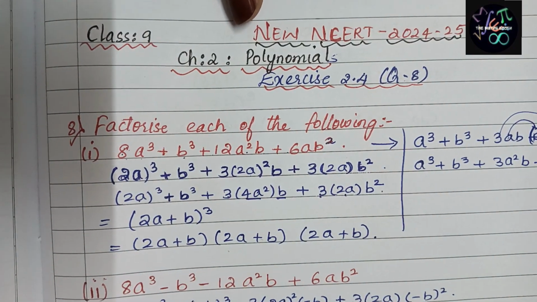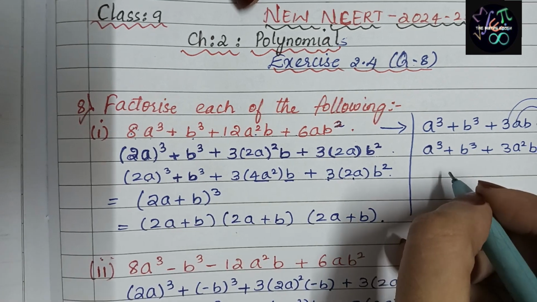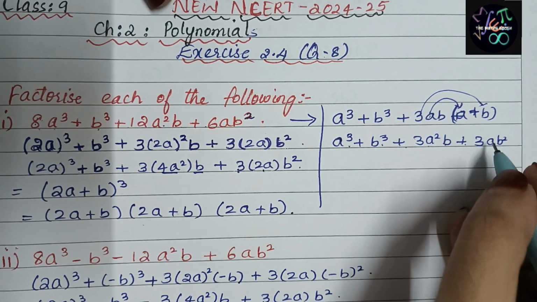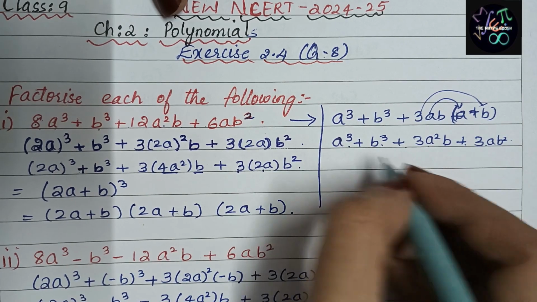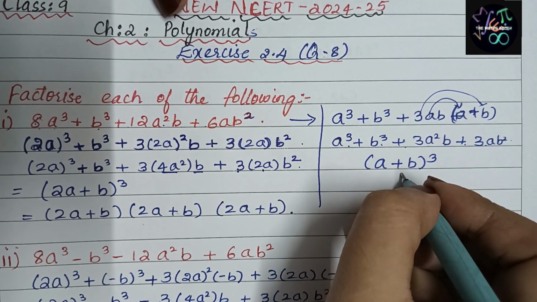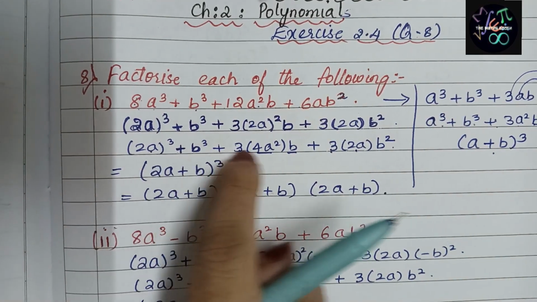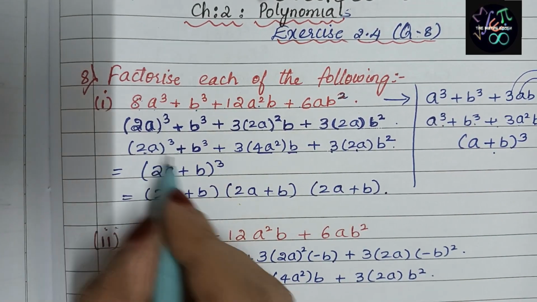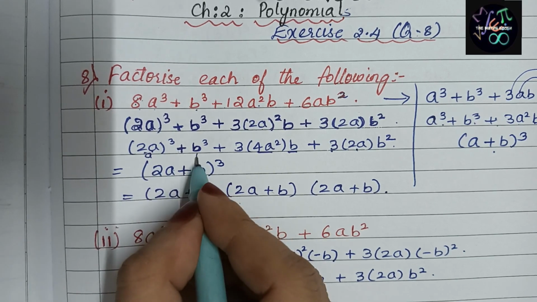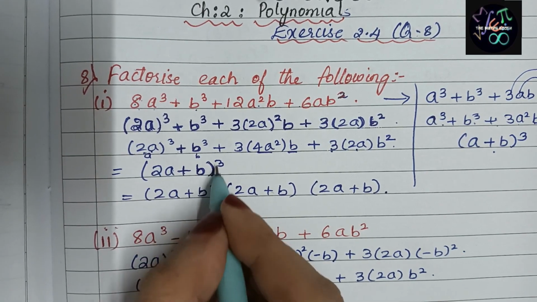Okay, now let us solve this. This formula a cube plus b cube plus 3a square b plus 3ab square can be written as a plus b whole cube. So I have written in place of this whole, 2a plus b, because a value is 2a and b value is b. So 2a plus b whole cube.